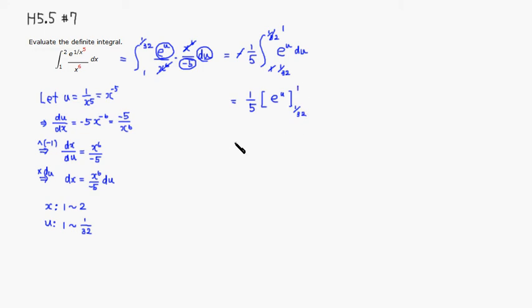Therefore we get 1 over 5 times, plug in 1, e to the 1 is e, minus e to the 1 over 32. That's it. I hope that this was clear.